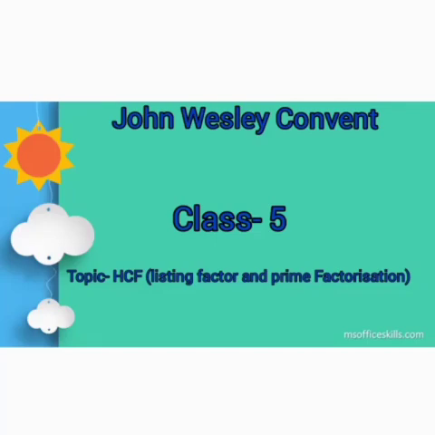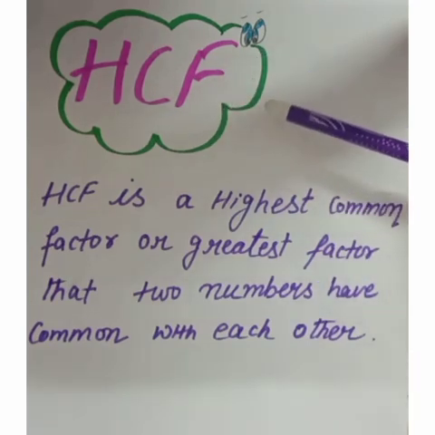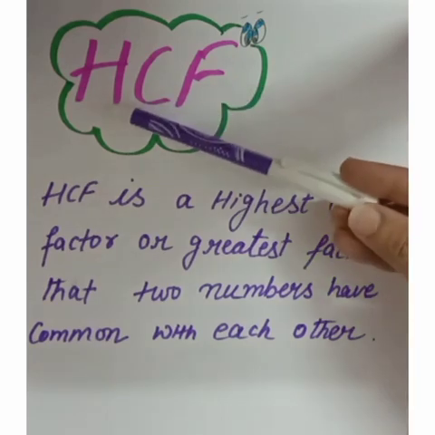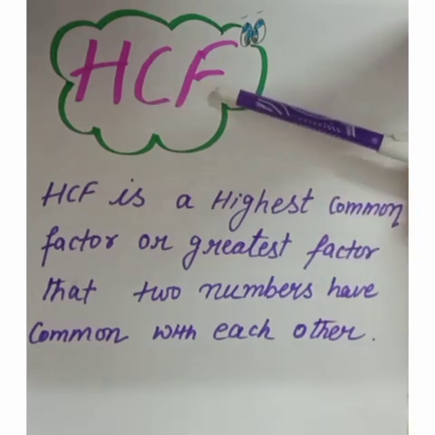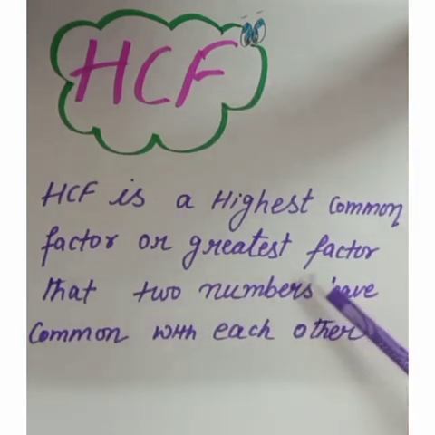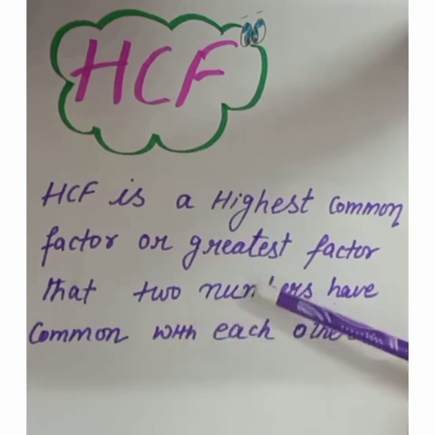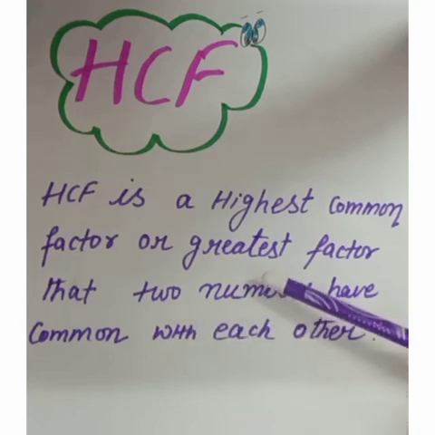Hello students, in this chapter we will study HCF by the listing factors method and the prime factorization method. What is HCF? In this video we will talk about HCF. H for highest, C for common and F for factor. HCF is the highest common factor, or the greatest factor that two numbers have in common with each other. If two numbers have common factors, the highest of them is called the HCF.